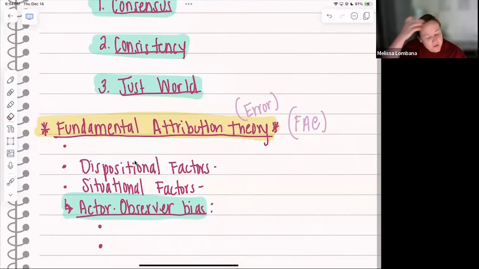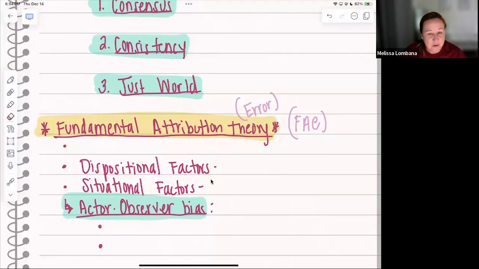And we have what's called the dispositional factors. Dispositional is like the traits, right? We tend to believe that it's their traits, and situational factors is that it's due to the situation.